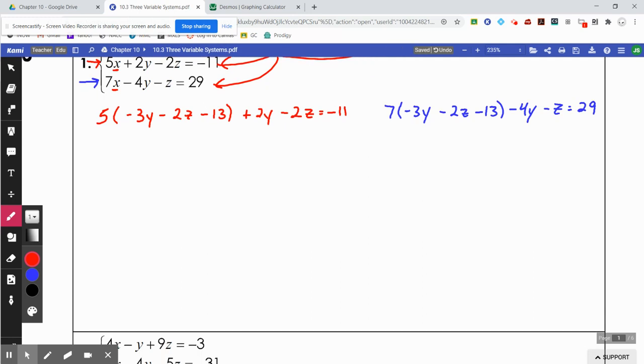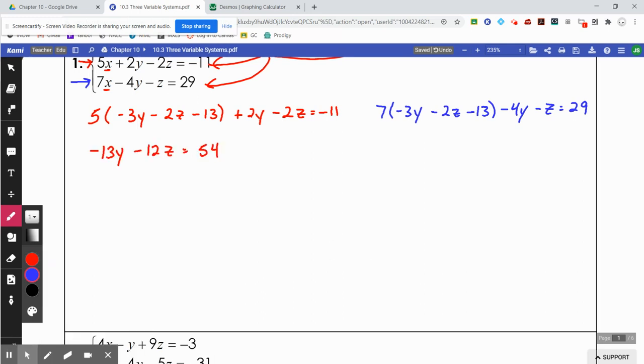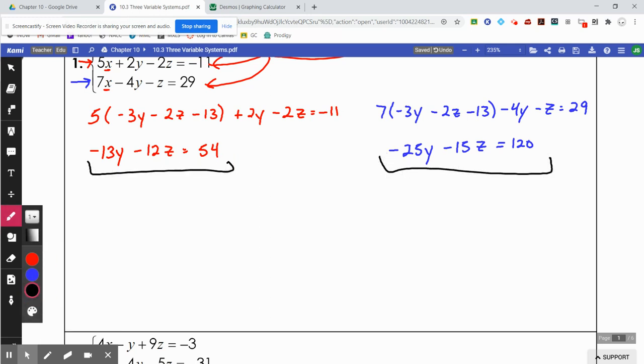Now, I'm going to take each of these, clean them up, and simply combine my like terms. My first equation looks like this, and my second equation will look like this. And notice what we now have. We now have two equations with two variables. So what we do here is simply solve this like we did before, and then we're pretty much finished. So let's group these together.